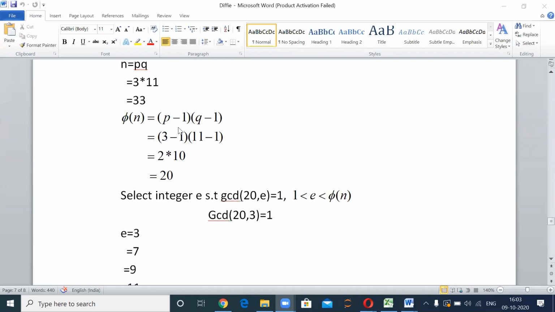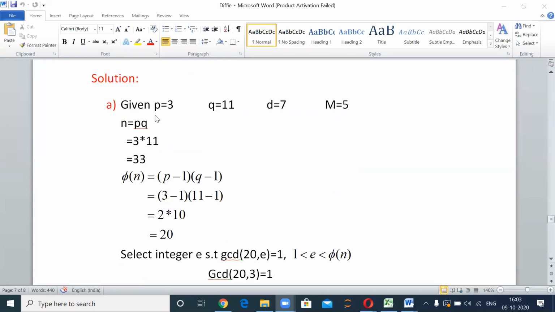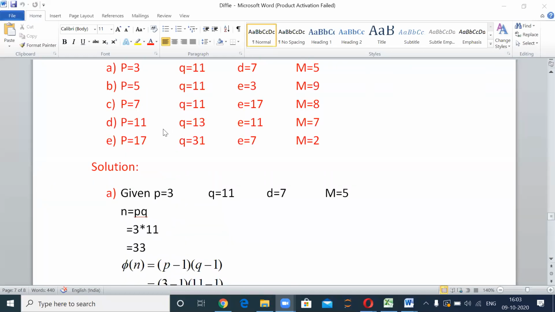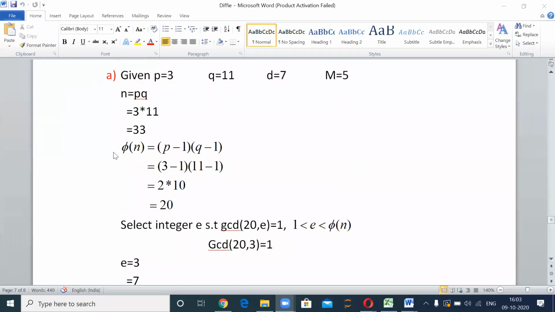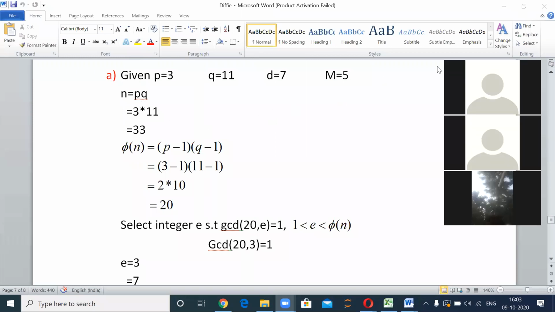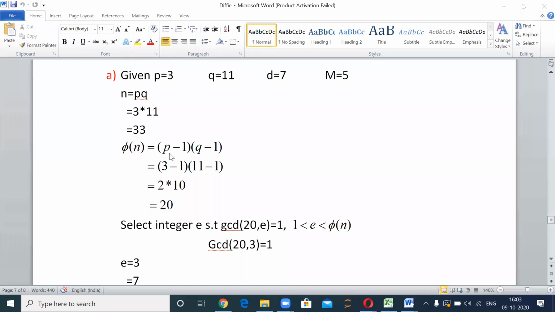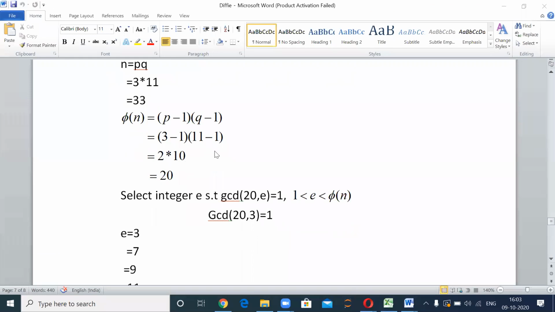In the morning session, we are performing encryption and decryption using the RSA algorithm for the first problem. That is P is equal to 3, Q is equal to 11, D is equal to 7, and M is equal to 5. First, we calculate the N value, that is P into Q. After that, we calculate pi of n, (p minus 1) into (q minus 1). The value we get is 20.